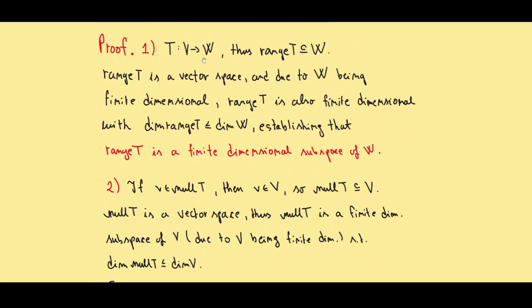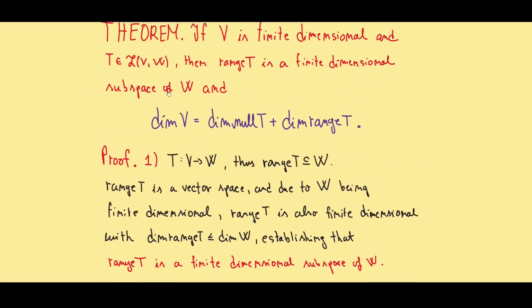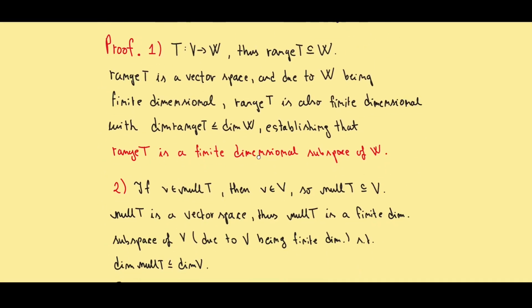So T is a linear transformation, goes from V to W. Thus, the range of T is a subset of W. So range T is a vector space due to T being linear, and due to W being a finite dimensional vector space, range T is also finite dimensional, with the dimension of range T less than or equal to the dimension of W, establishing that range T is a finite dimensional subspace of W. So we got rid of this statement over here. We got the job done there. Moving on.